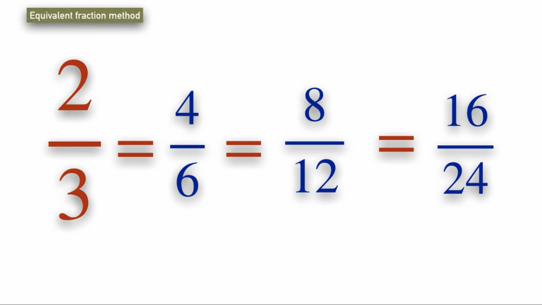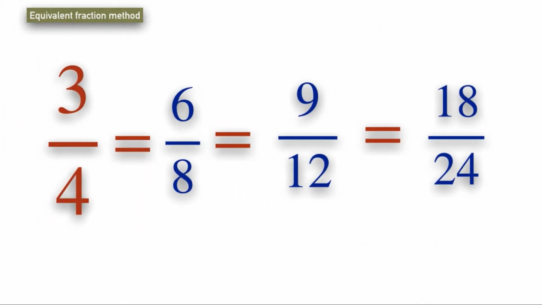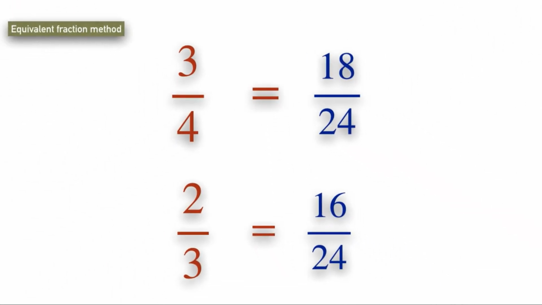Similarly, we can also write 3/4 as its equivalents, which are 6/8, 9/12, and 18/24. In order to compare these fractions, we must compare the equivalent fractions that have the same denominators. Since 18/24 and 16/24 have the same denominators, we can use these to compare fractions. 18/24 is bigger than 16/24, so we conclude 3/4 is a bigger fraction than 2/3.